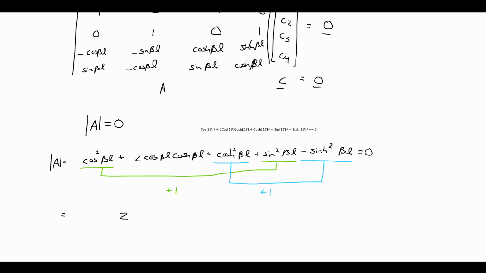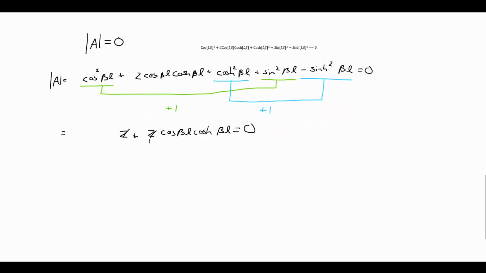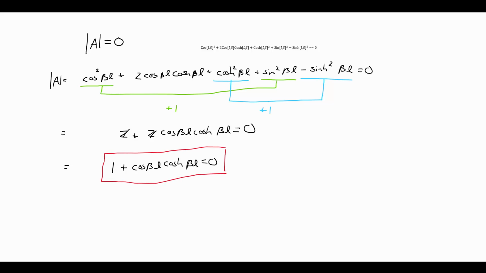We have a 2 plus a 2 cosine beta L cosh beta L equals 0. And the 2's can drop out. We are left with this expression for the determinant of A: 1 plus cosine beta L cosh beta L equals 0. If this is true, all the betas that make this equation true ensure the determinant of that A matrix is 0, which ensures that we don't get a trivial solution.